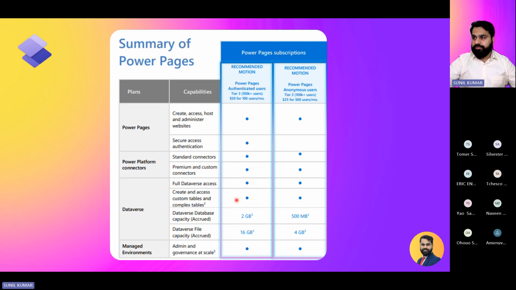and all the configuration also. For this, 2 GB of database capacity will be acquired to the tenant per license, okay, per package of license. Then 16 GB of file capacity will be acquired to the tenant. From the managed environment perspective, administration and governance is provided. The only difference between these two licenses is the Dataverse database and file storage capacity and the secure authentication access. Okay, this is the major difference between these two Power Pages license subscriptions.